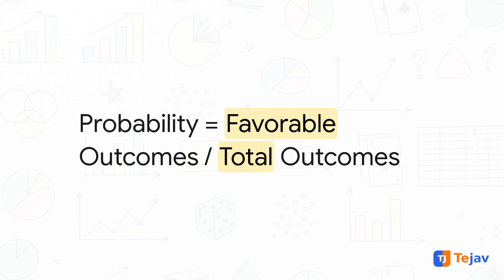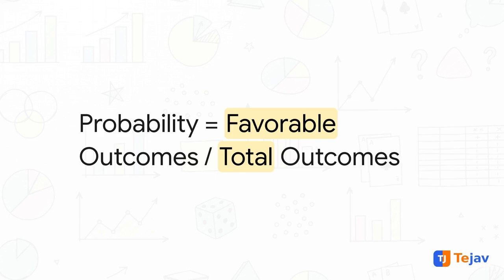Let's ground this with a real example. Imagine rolling a standard dice and we want to know the chance of rolling a 3. What are the total outcomes? Well, it can land on 1, 2, 3, 4, 5, or 6. So, 6 total outcomes. What's our favorable outcome? There's only one side with a 3. So, one favorable outcome divided by 6 total outcomes gives us a 1/6 probability.